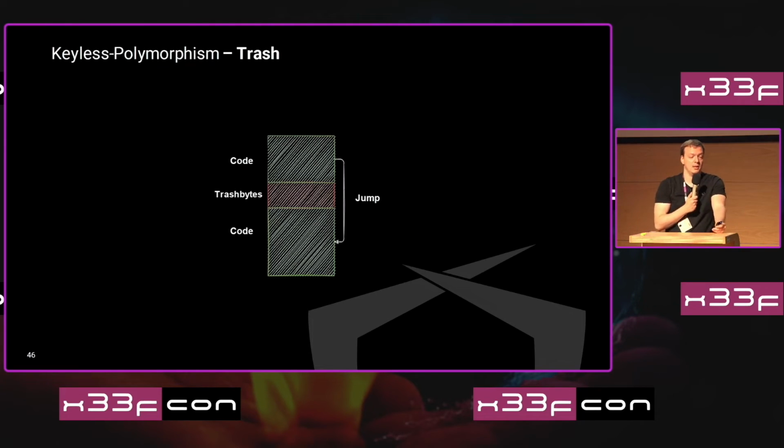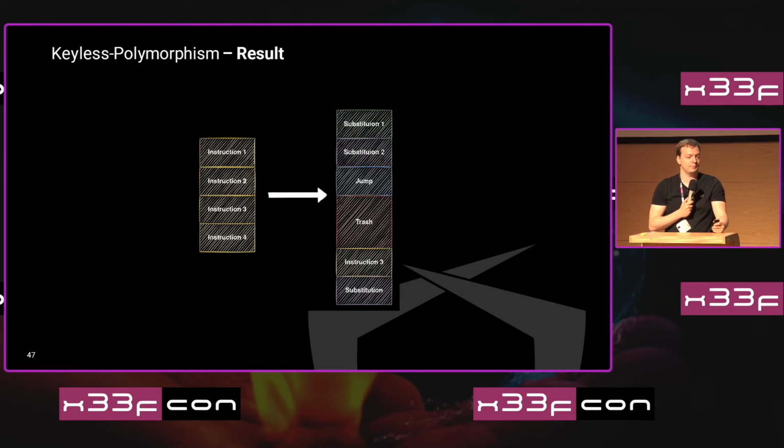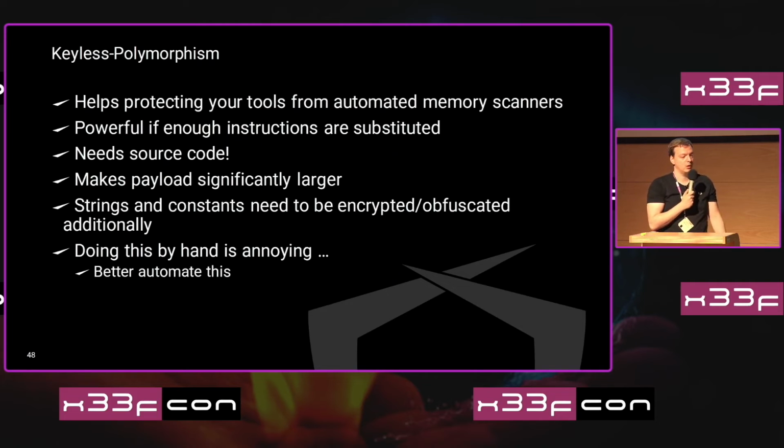By adding trash, as I said, basically you add complete trash bytes or instructions which don't make any sense at all, and you add a jump over the trash. However you do it, at the end of the day, on the left side we see our actual program, which is not obfuscated. On the right side we see that the first instruction was substituted with another instruction, the second one is also substituted, then we have a jump over the trash, then probably an instruction which could not be substituted, and last but not least, another substitution.